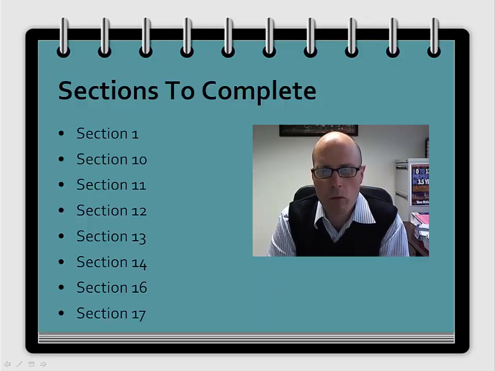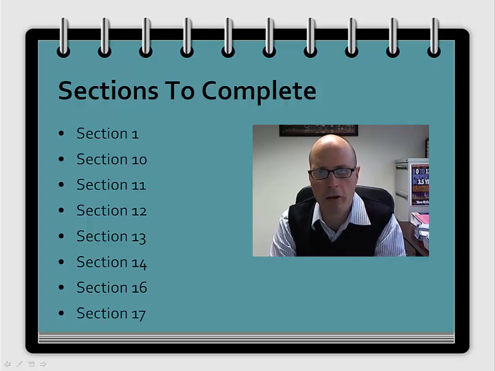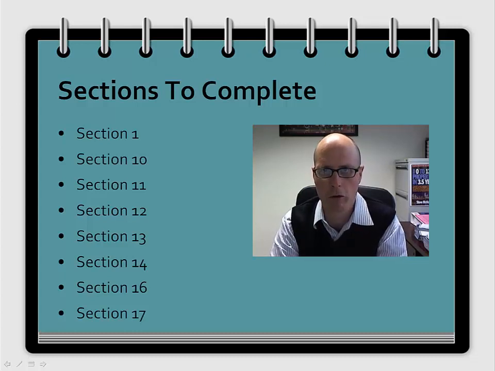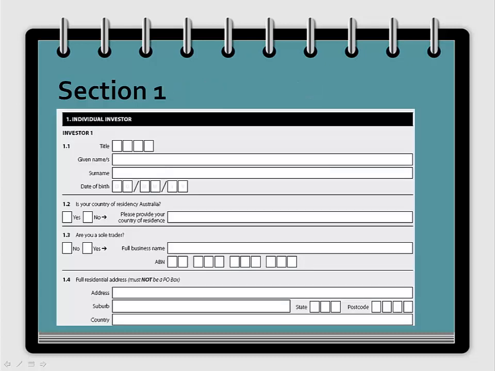The sections that you need to complete. As an individual investor, you need to complete Section 1, Section 10, Section 11, Section 12, Section 13, Section 14, Section 16, and Section 17. I would encourage you now to pull out the application form, perhaps pause the presentation if you need to, and put a circle around each of those sections so you know which section to complete. Let's go through them one by one, starting with Section 1.